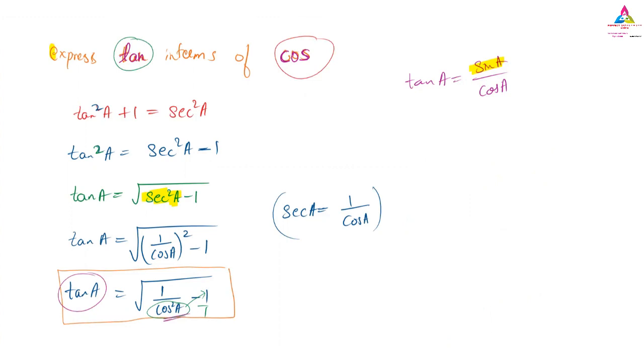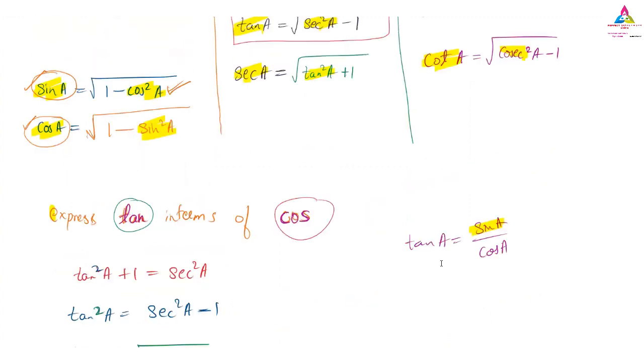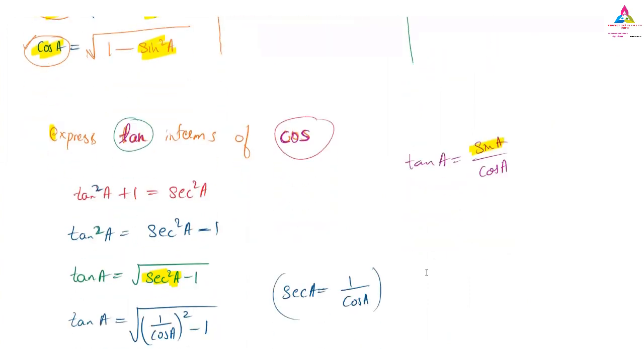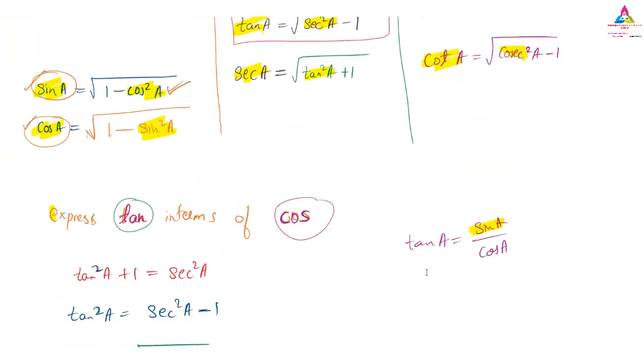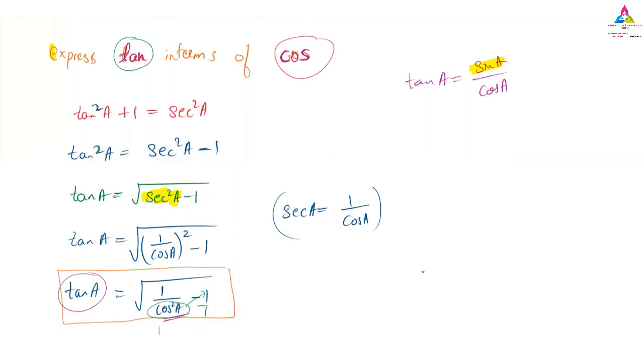I have converted tan in terms of cos. So for your understanding, I will give you one question, write it down. You have to convert sin A in terms of secant A. Let me see which identity you will apply. Sin A, you have to convert in terms of secant A. So which identity are you going to apply? It is left to you.